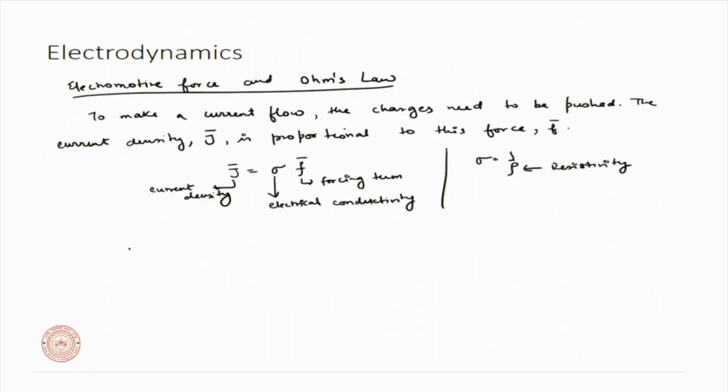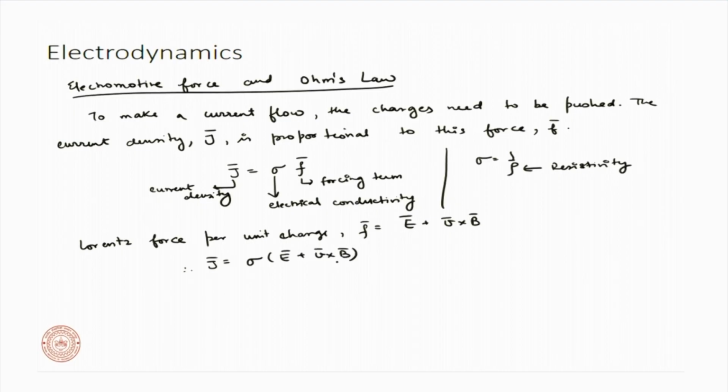Therefore, we can replace this F vector by the Lorentz force per unit charge, that is, your F vector is E vector plus V cross B vector. Therefore, our J is equal to sigma into E plus V cross B. Okay. Now, if the electrons are moving at a very slow speed through a conducting material, the terminal velocities of electrons can be as slow as 10 to the power of minus 4 meter per second. These are very slow velocities.